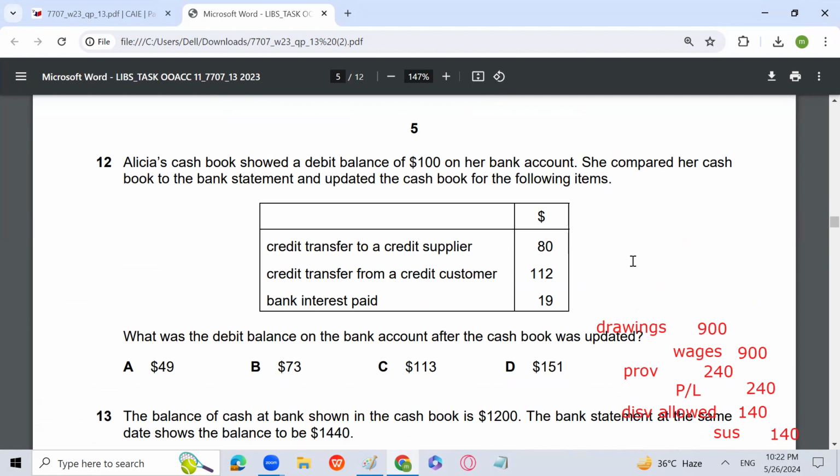There was a debit balance of 100 on her bank account, and the cash book was updated for the following items. 100 minus 80 plus 112 minus 19. We will get the answer. Why? Because credit transfer to a credit supplier means that this is a payment. It will come on the credit side of the cash book. Credit transfer from a customer is a receipt. It will come on the debit side of the cash book, and bank interest paid is also a payment. It will come on the credit side of the cash book. So when you find the balance, you will get it easily. The answer is C, 113.